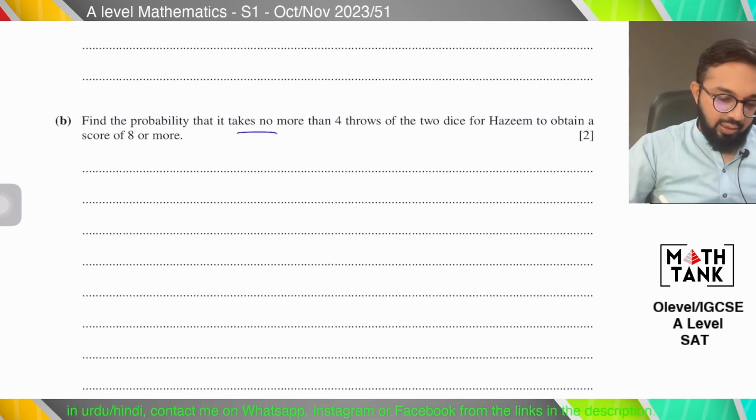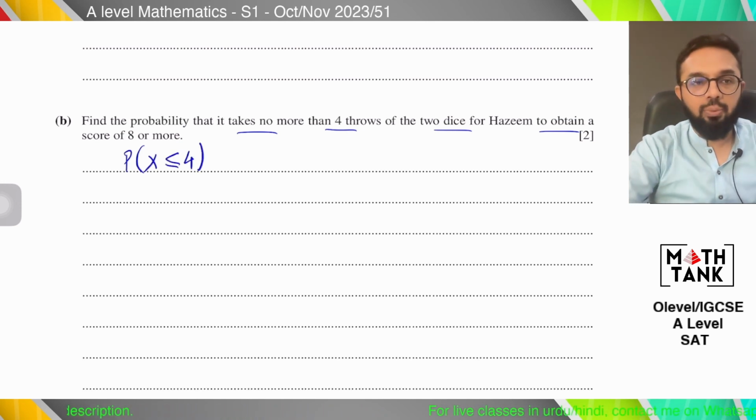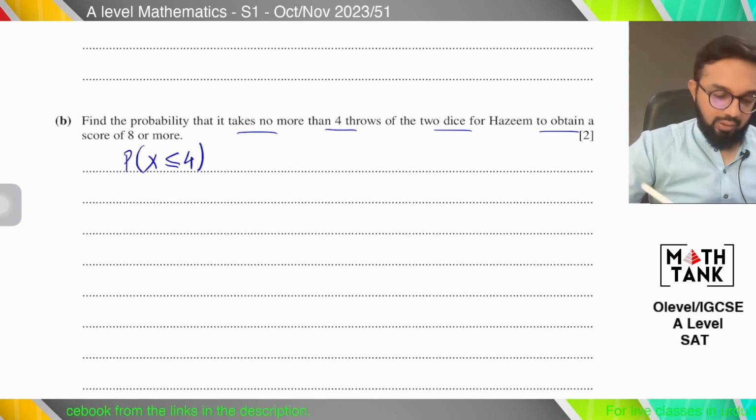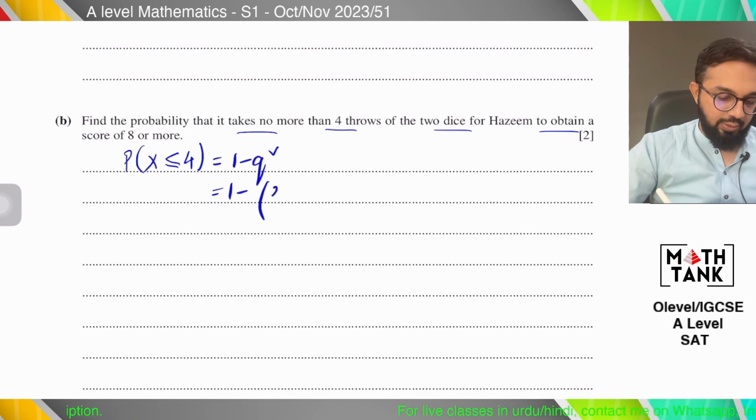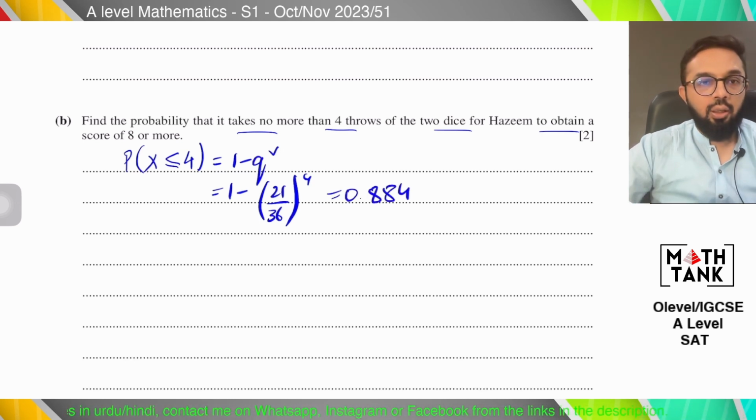Find the probability that it takes no more than 4 throws of the two dice to obtain. So I'm asking you for the probability of x less than or equal to 4. So less than or equal to is simply 1 minus q power r. So 1 minus 21 over 36 power 4. I hope that should give me the correct answer as well. That is giving me 0.884, and that is the correct answer.